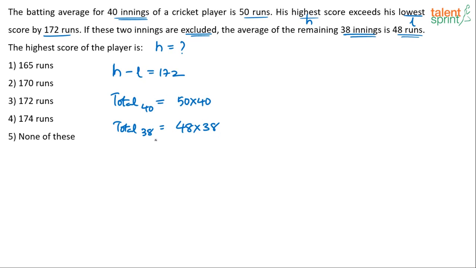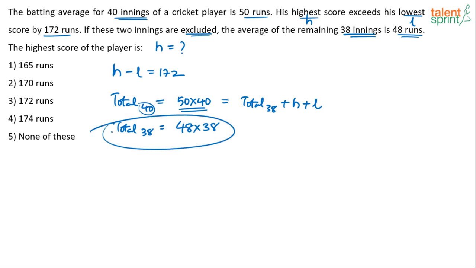So we know the total of 40 innings and the total of 38 innings. See, the total of 40 innings is the total of 38 innings plus the highest score plus the lowest score, right? I already know the total of 38 innings is 48 into 38. So can I not say that highest score plus lowest score is nothing but 50 into 40 minus 48 into 38?